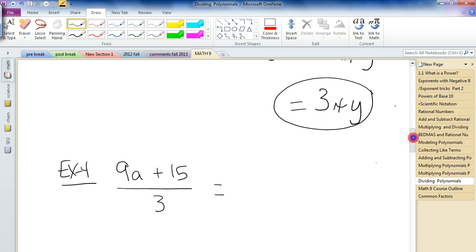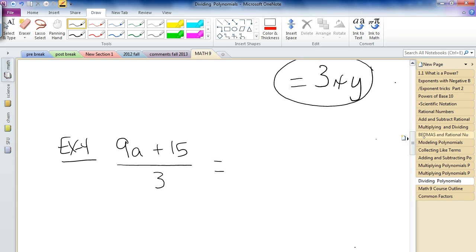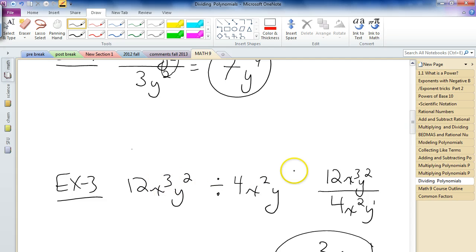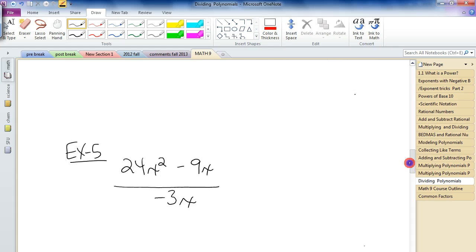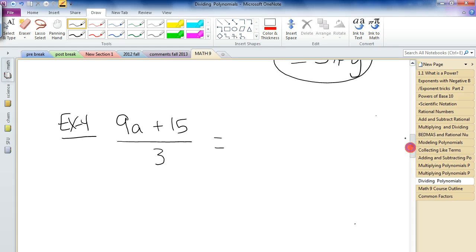Okay. So now we change things up. What if you have a binomial? All these above were monomials divided by another monomial, and that's pretty straightforward. Here you've got a binomial divided by something. And the way you read this is 9a plus 15, and the whole thing is divided by 3. Actually, each term is divided by 3. So it's probably better if you have something like this to rewrite it like this.